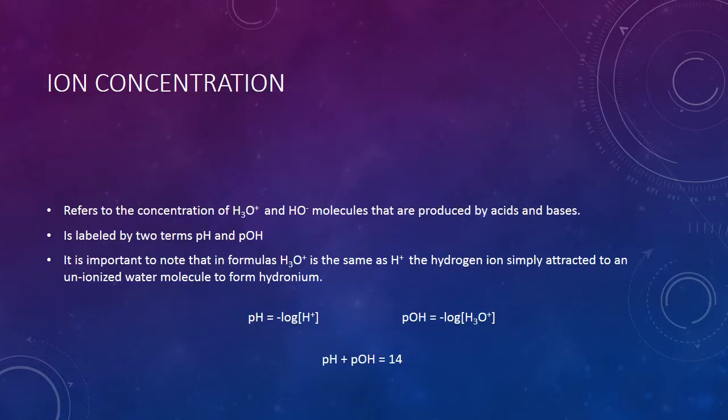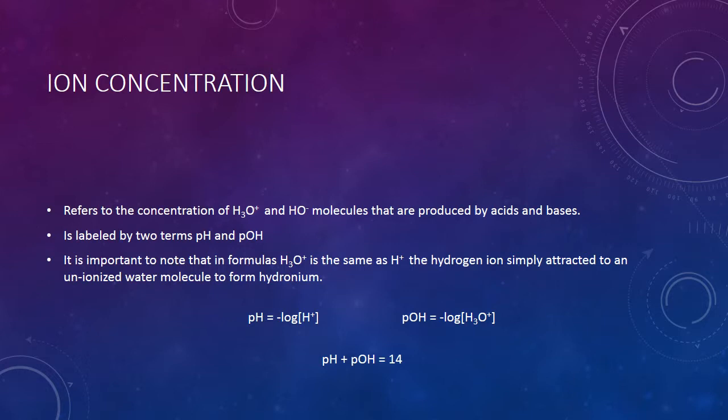Okay, so next topic is ion concentration, which basically lets you determine pH and pOH. It refers to a concentration of H3O plus and HO negative molecules that are produced by acids and bases. It's labeled by the two terms pH and pOH. It is also important to note that in formulas H3O is the same as H plus, and that the hydrogen ion is simply attracted to an unionized water molecule to form the hydronium.